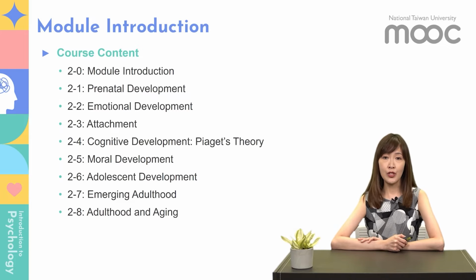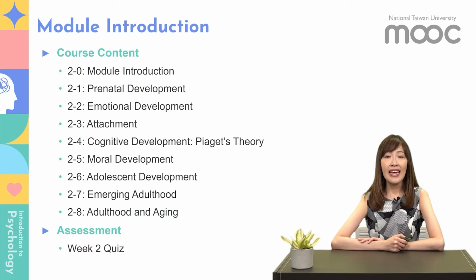Then we will turn to another topic, cognitive development, with the focus on Piaget's stage theory. And then we will talk about morality, how we develop our moral reasoning and the different concepts. Then we will move on to adolescents and emergent adults to look at their features and characteristics. And lastly, we will look at adulthood and aging, which is the last stage of life. After you watch the video, please remember to take the Week 2 quiz to complete the module.